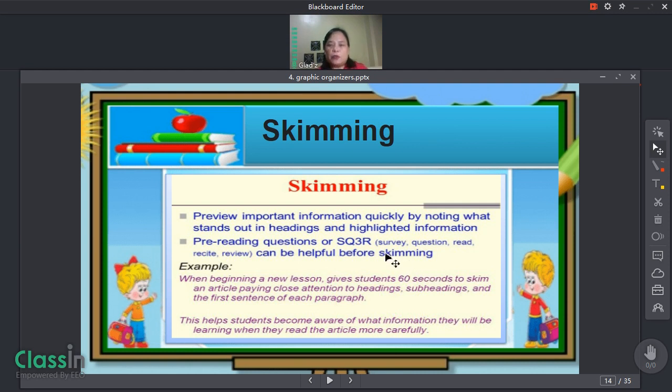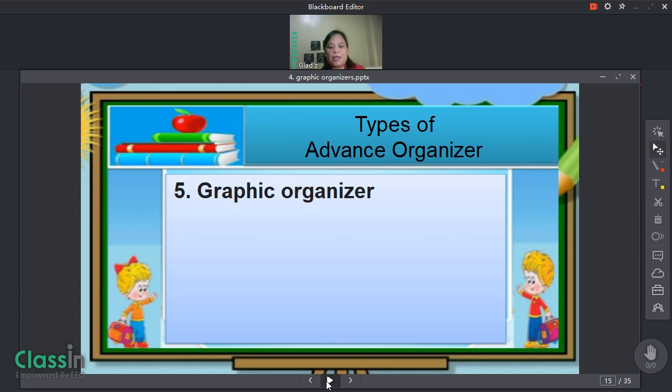Okay, so sometimes we do this in order for us to have an idea of what we are going to read or what we are going to discuss, we go right away, immediately, to the questions. We look for the questions. And once you did that, you are using the skimming, which is using the SQ3R. Okay. And then the last one is the graphic organizer.